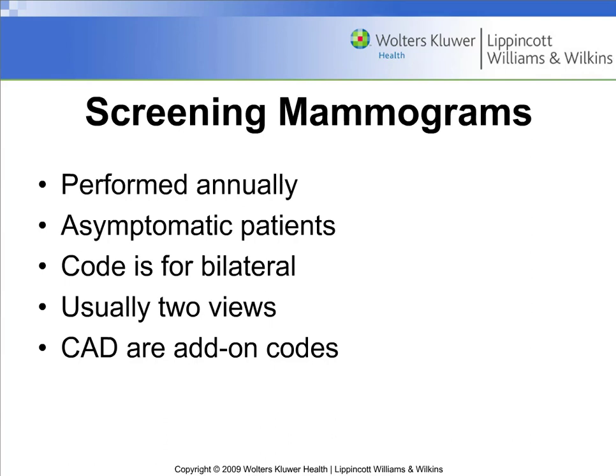Computer-aided detection codes are add-on codes. These CAD codes produce a digitized image to be correlated with the screening or the diagnostic mammographic images. After correlating the mammogram images with the computer-aided detection, the additional information produced by the CAD may allow the radiologist to detect an abnormality at an earlier stage than without the CAD. So it's an additional supplemental ability to detect early cancer.